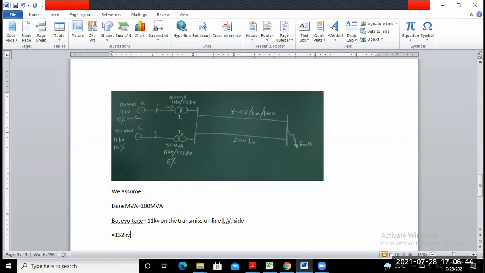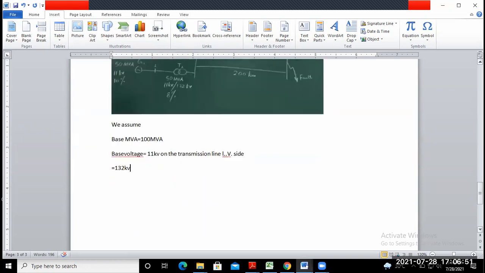Now let us calculate the reactance value in per unit of generator 1. So how can we calculate it? The reactance value of generator 1 in per unit is equal to how much?